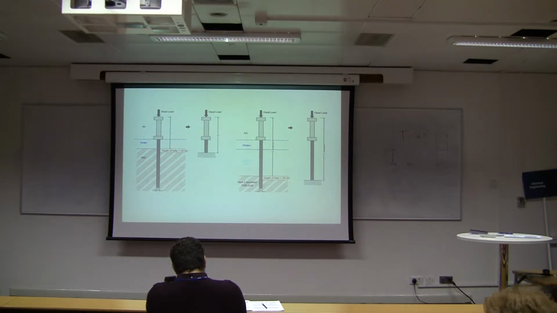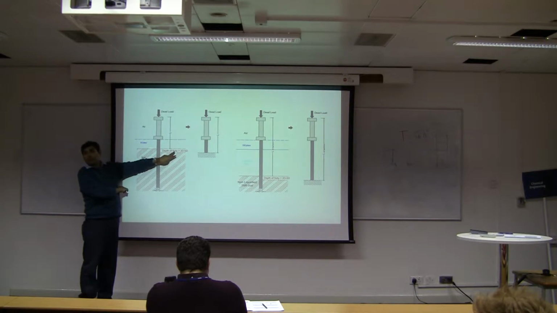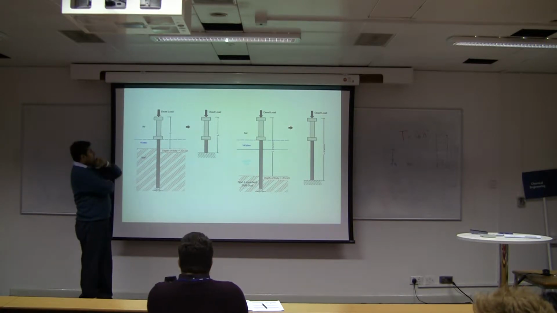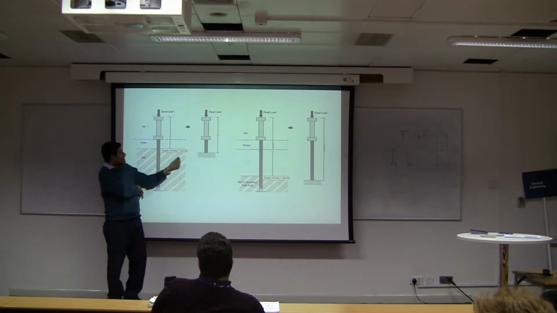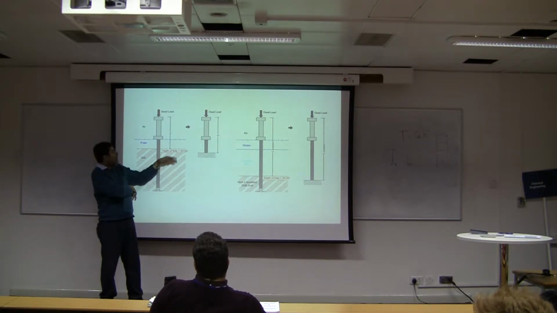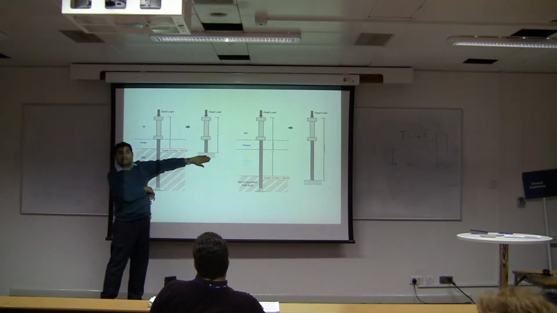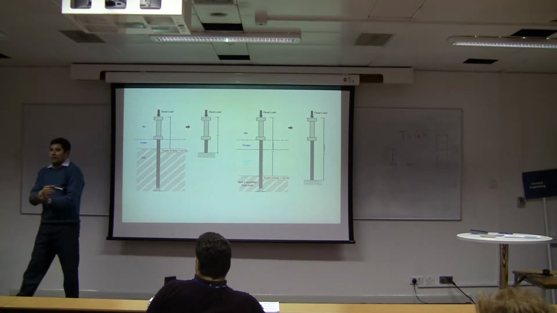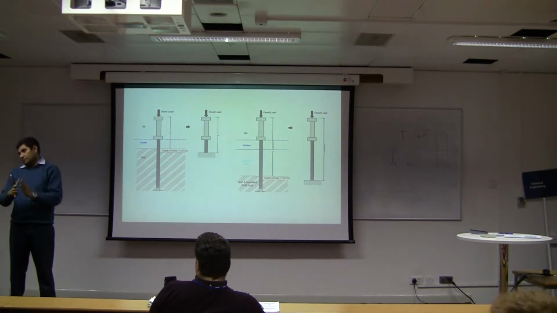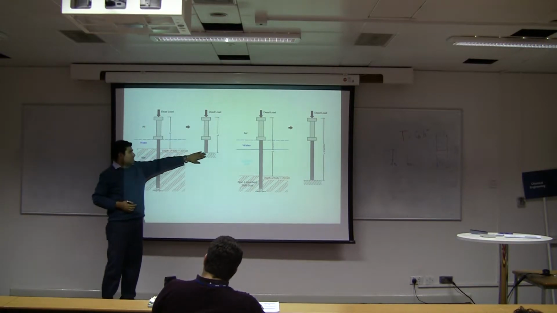So a simplified way to calculate all this is something called the depth of fixity approach. That means we can assume that the pile is fixed at some depth below the ground. So you can replace this problem by a problem like this. And this fixity depends on pile-soil stiffness ratio. And typically it is 2 to 5 diameters below.